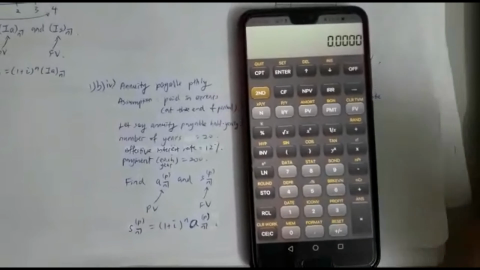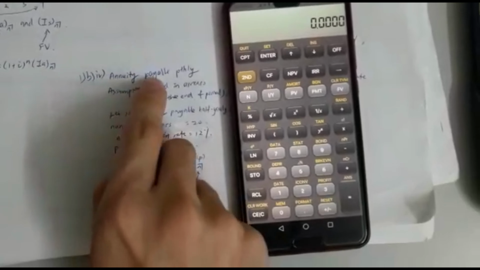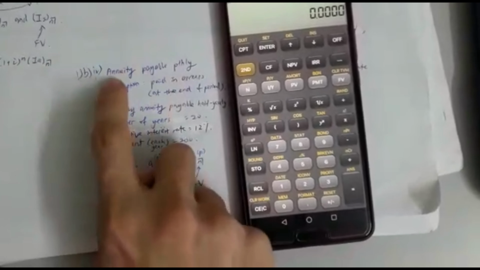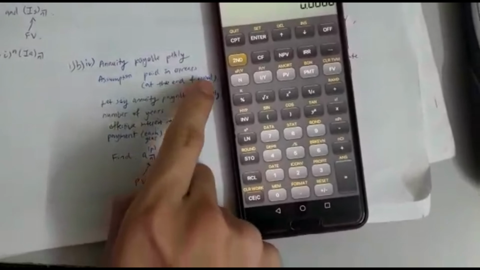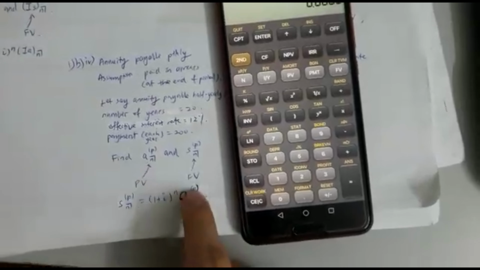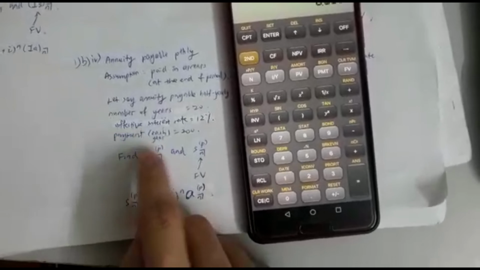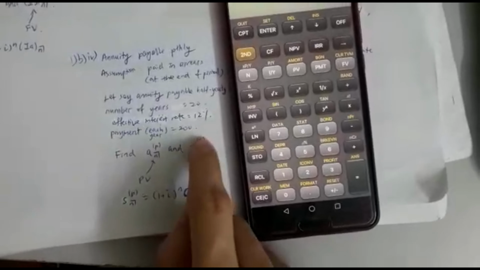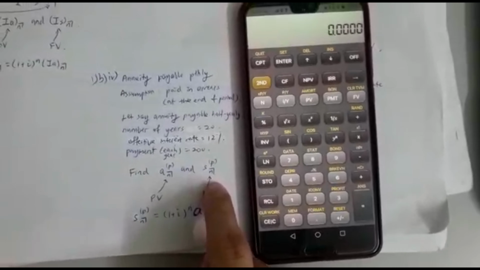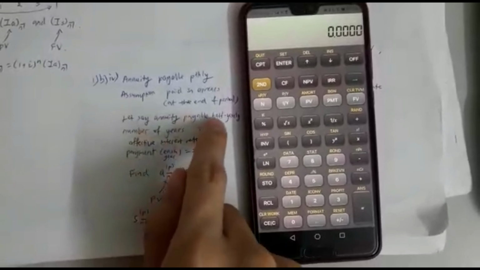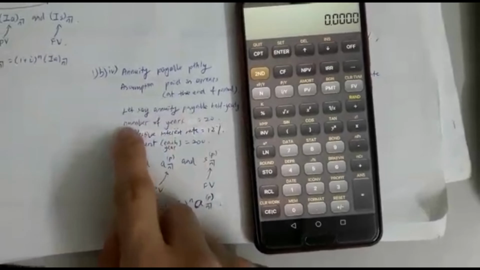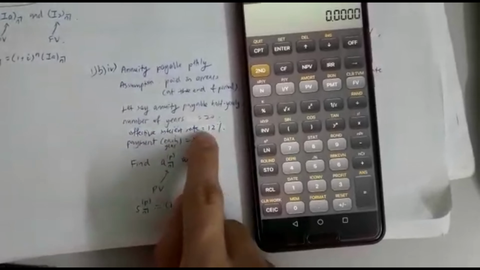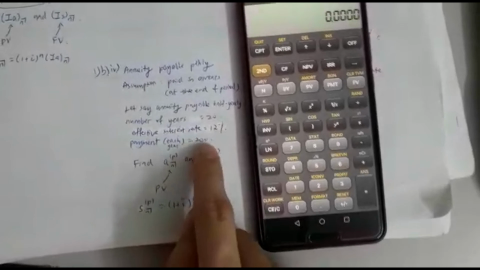Okay, so I'm going to present question 1b4, annuity payable p-thly. We assume that the annuity is paid in arrears, which is at the end of the period. So we need to find the present value and future value, which are denoted by a angle n and s angle n with superscript (p). So let's say the annuity payable is paid half yearly, number of years is 20, effective interest rate is 12%, payment per annum is 200.